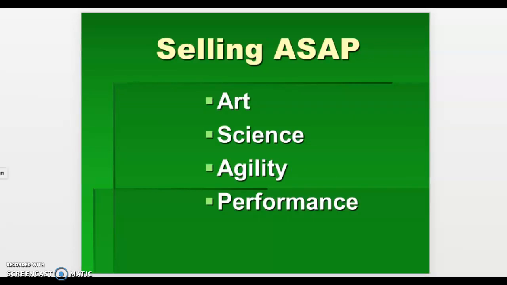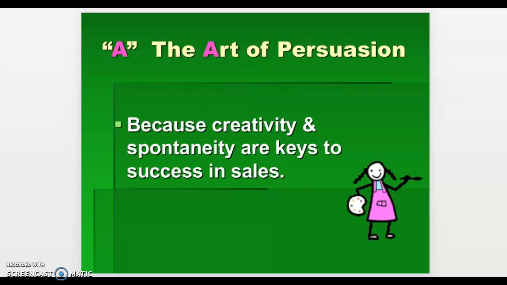The ASAP of selling stands for art, science, agility, and performance. A in the ASAP stands for the art of persuasion. Why? Because creativity and spontaneity are keys to success in sales. You need to be able to tap into the customer's wants and needs. And I say to be spontaneous because you need to be spontaneous to react to what the customer might say and come up with creative ways to sell to individual people.